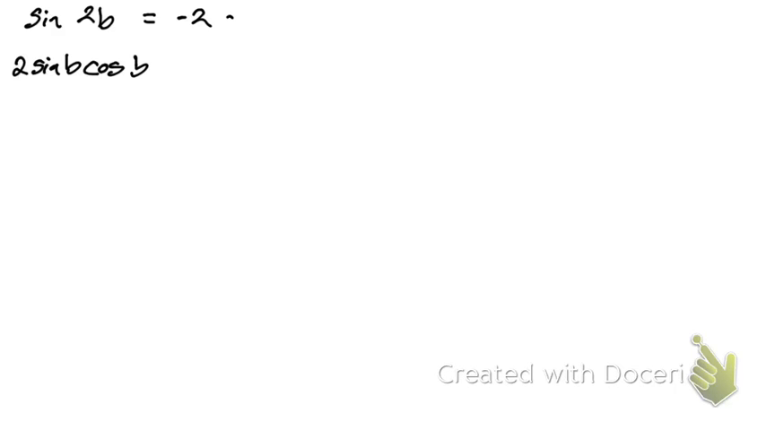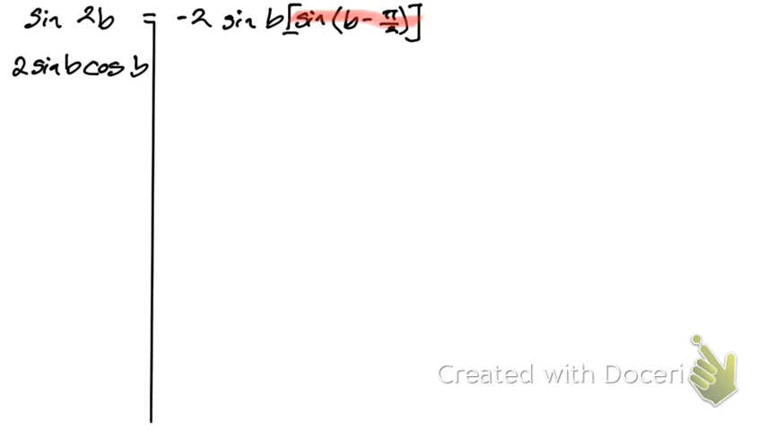Our other side is negative 2 sine beta times sine beta minus pi over 2. I'm going to highlight that little section right there. This is the only thing I can actually work with. Sine b, I don't even know what I would do with that. There's not much you can do with sine b unless it's squared. So either you can recognize this as a cofunction, you don't have to at all.